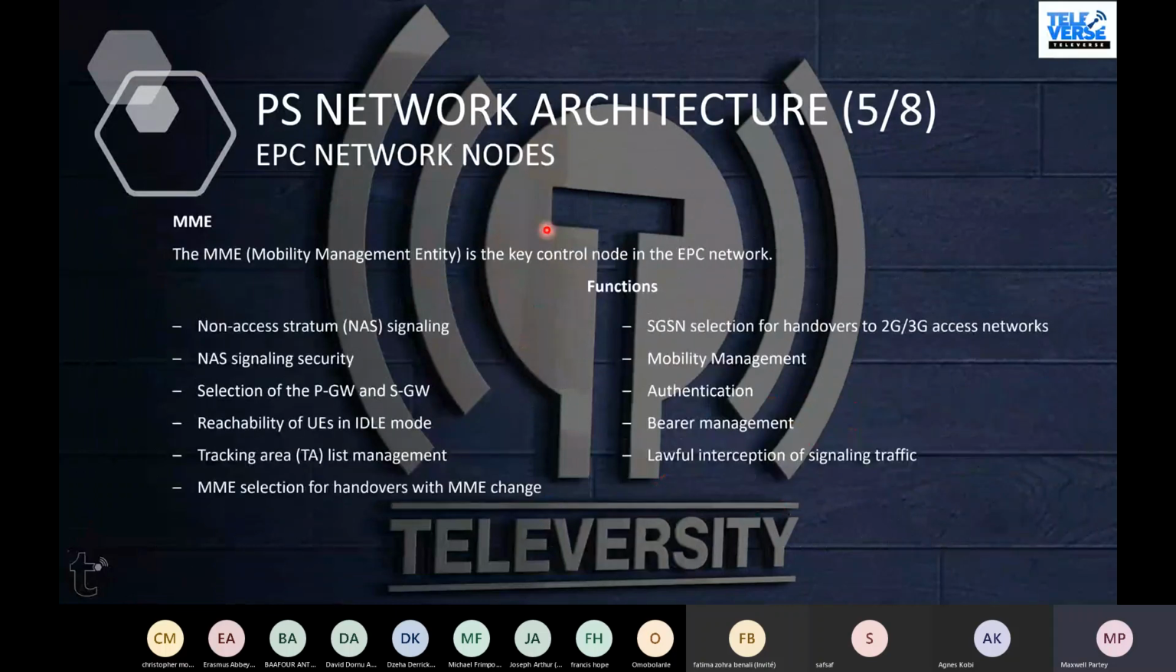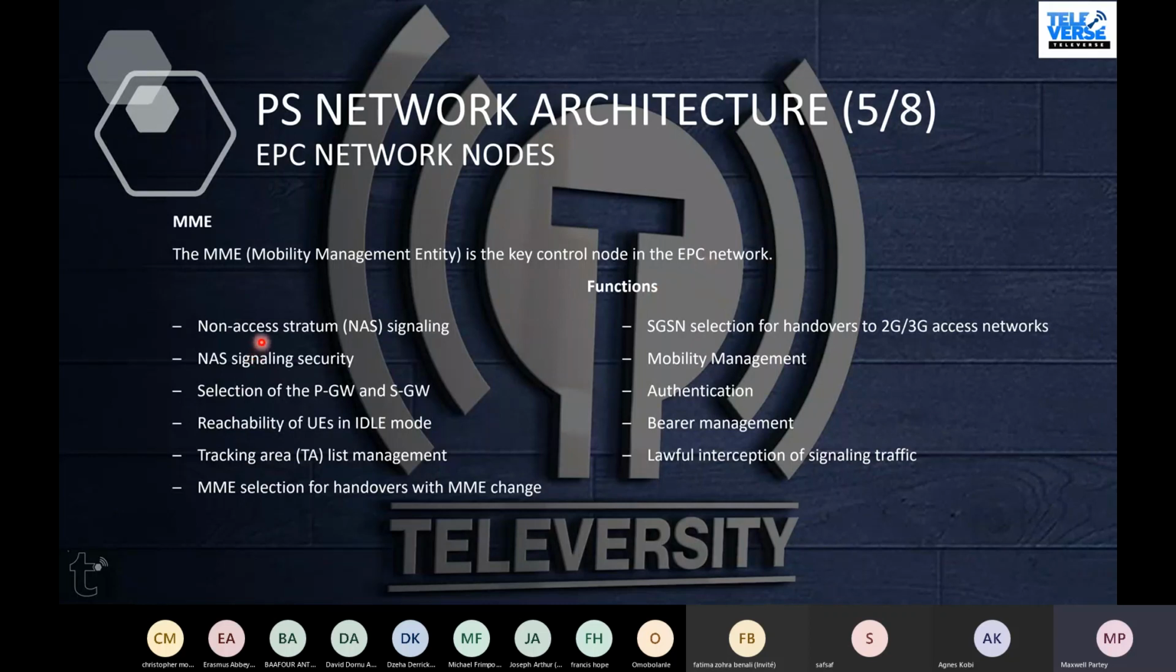Now, let's move on to the second part of the network, which is the EPC network, the Evolved Packet Core network. The Evolved Packet Core network is made up of a main node, which is the MME, okay? The MME is the Mobility Management Entity and is the key control node in the Evolved Packet Core network, okay? So what does it do?